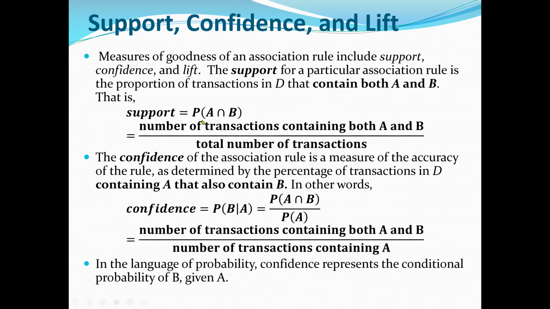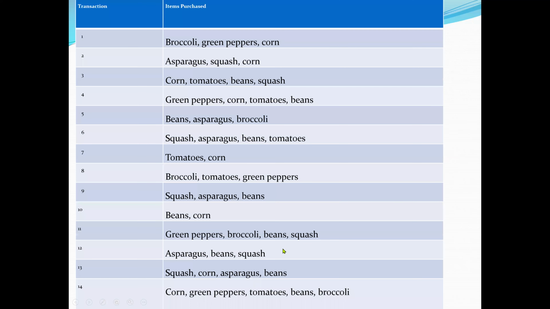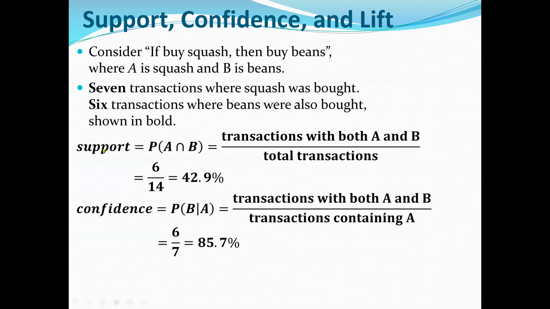And with the support, the number of transactions containing both A and B, but divided by the total number of transactions. So again, this is our database. Again, we have 14 transactions. Each transaction, customers buy different items. So we are going to use that as an example.